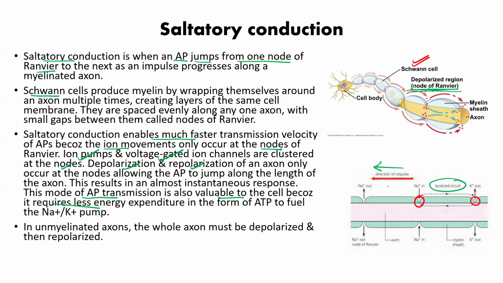Is it clear? You know very well, for depolarization, sodium ion has to go inside, and for repolarization, potassium ion has to come out. So this is the way the action potential jumps from one node of Ranvier to another. We say this type of conduction is known as saltatory conduction. Clear?